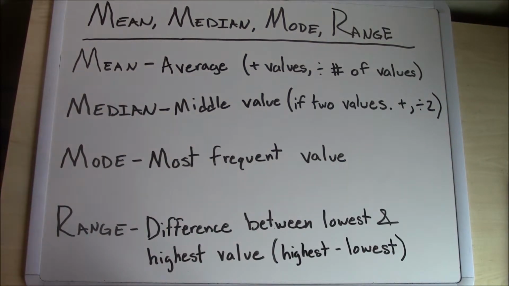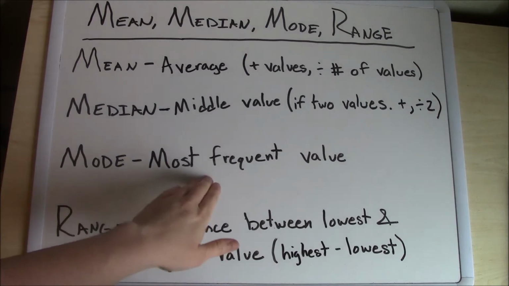For the mode, that is your most frequent value. So if you have 3 ones in your problem and you have no other values that have more than 3, then that's going to be it. If you have 4, 4, 4, and then a 1 for your problem, 4 is going to be your mode because there's more 4s than 1s. So it's basically the number that occurs the most.